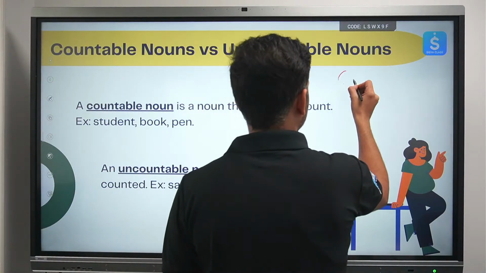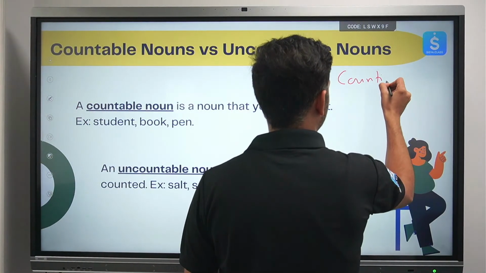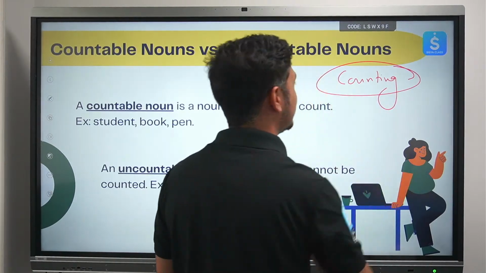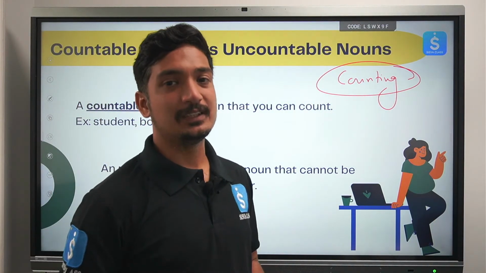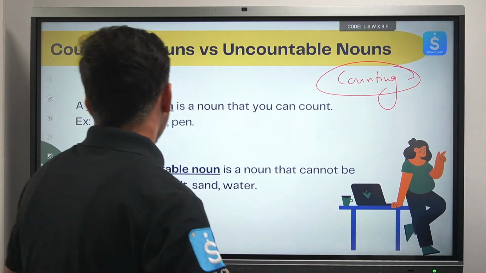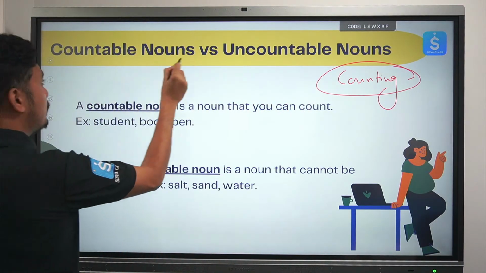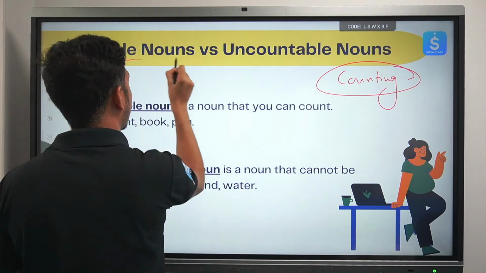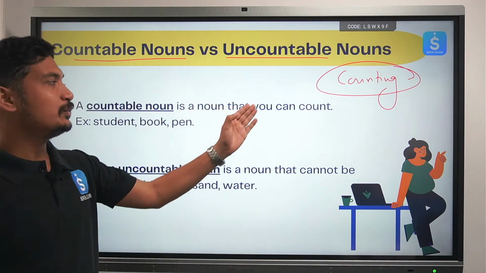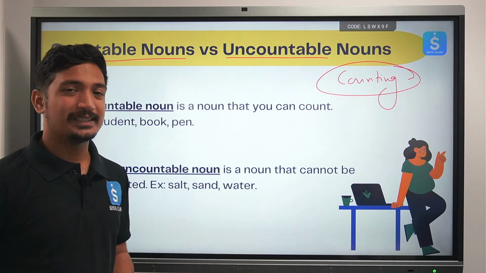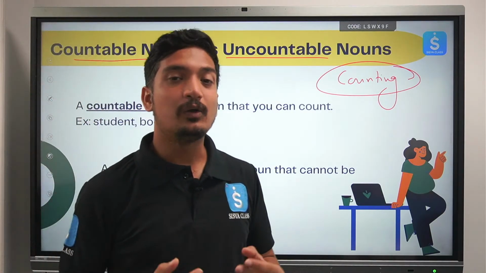Now the next type of noun is categorized based on counting, whether you are able to count these nouns or not. Based on that we have countable nouns and then we have uncountable nouns. What are countable nouns? A noun that you can count. Very simple to understand. Nouns that you can count are called countable nouns.